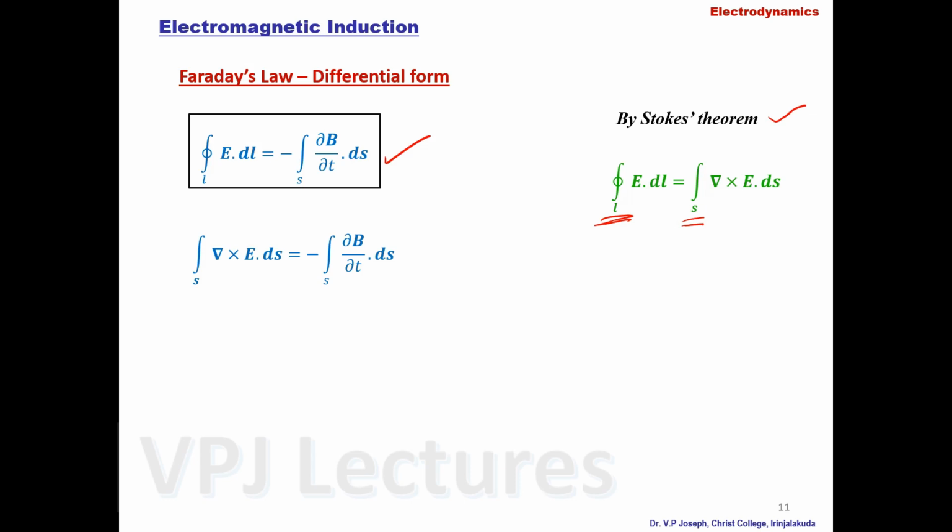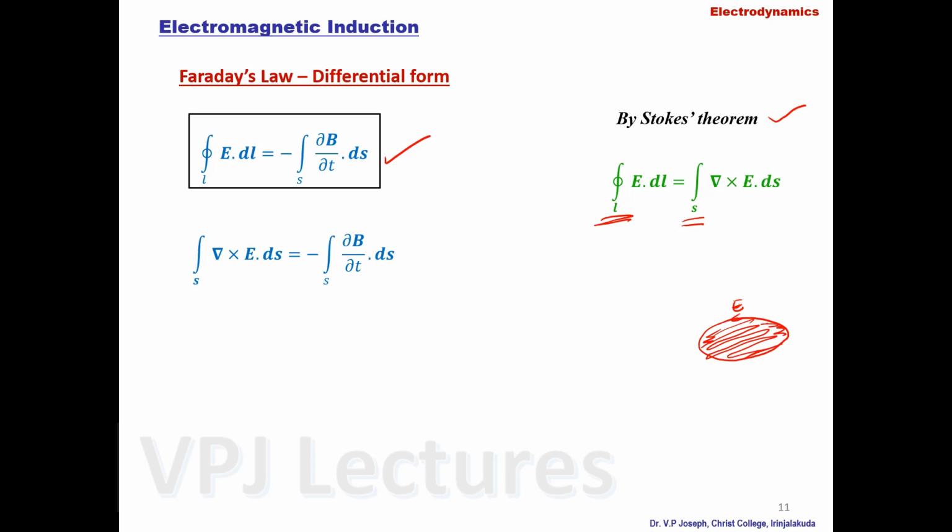Suppose we have a line integral like this of some quantity, here the electric field, over a closed line. It is related to some quantity enclosed by this surface, by this line. So it equals the surface integral of del cross E dot ds. So for converting a line integral into a surface integral, we make use of Stokes theorem.